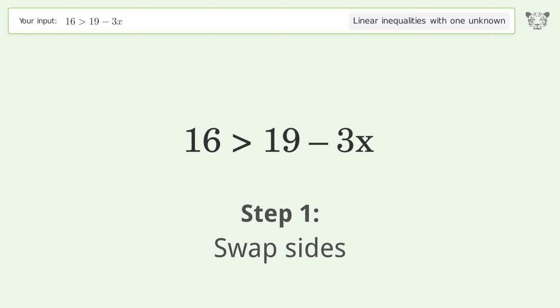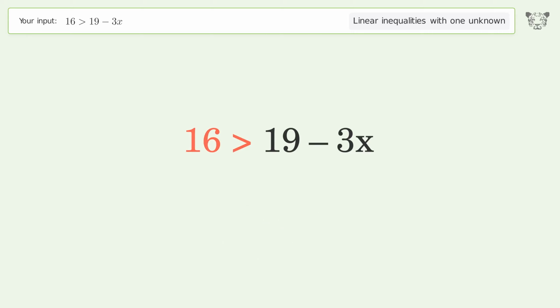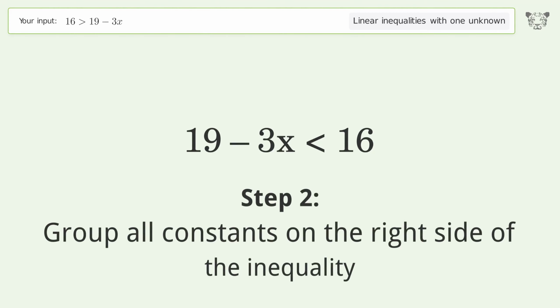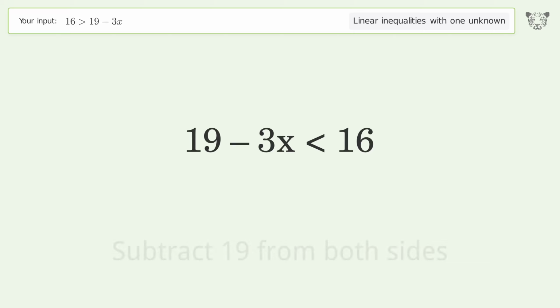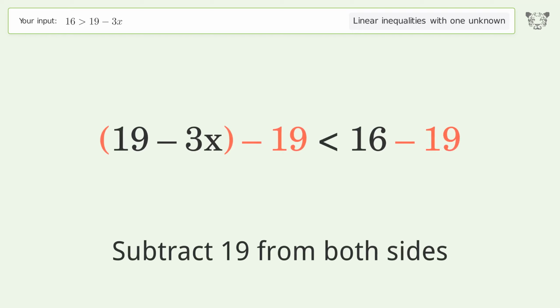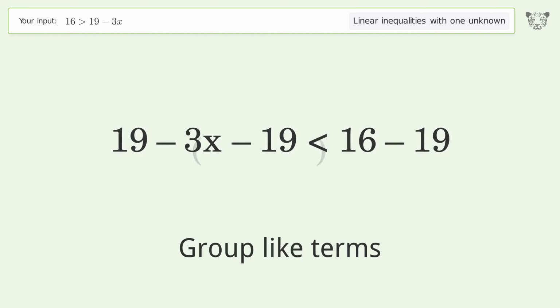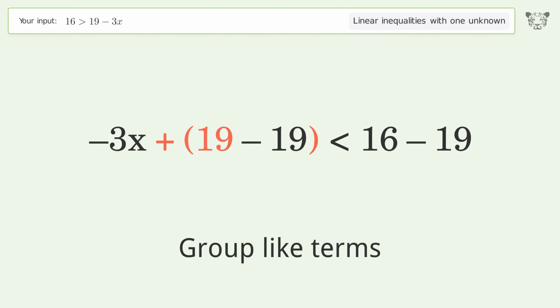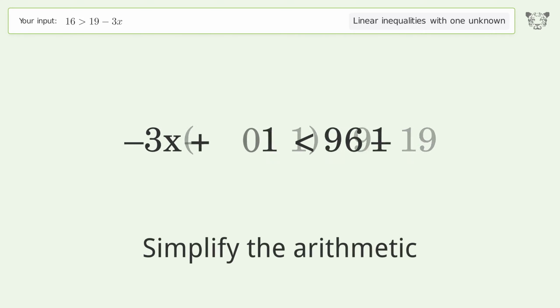Swap sides. Group all constants on the right side of the inequality. Subtract 19 from both sides. Group like terms. Simplify the arithmetic.